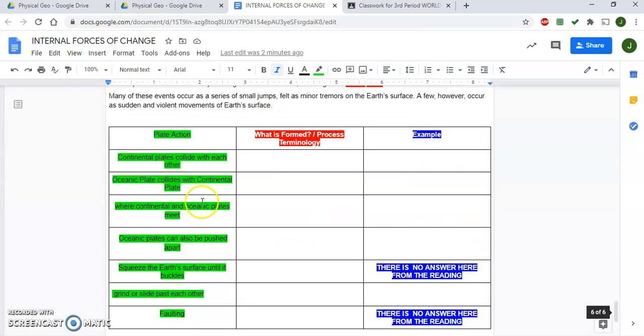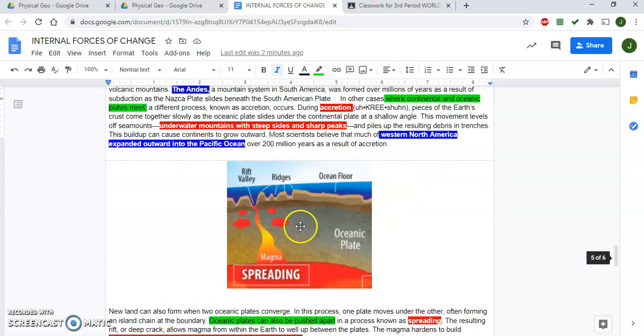All right, so you're going to come down to this organizer. For each of these, you're going to tell me what is formed, and if there's terminology for that process, you're going to tell me. So let's look at the first one: continental plates collide with each other, and then you're going to give me an example. All of these are color-coded to make it easy on you. You put all of the red terminology here and all the blue terminology here.